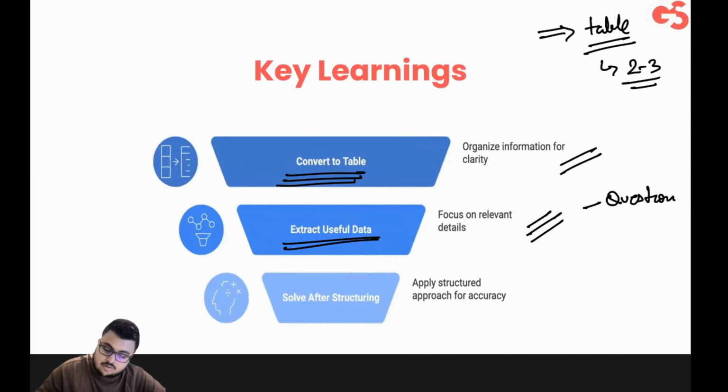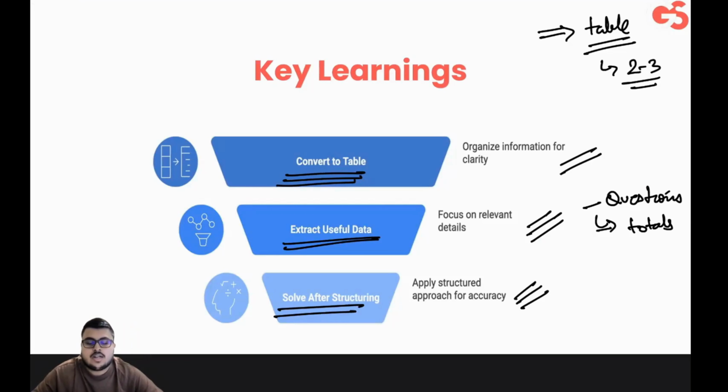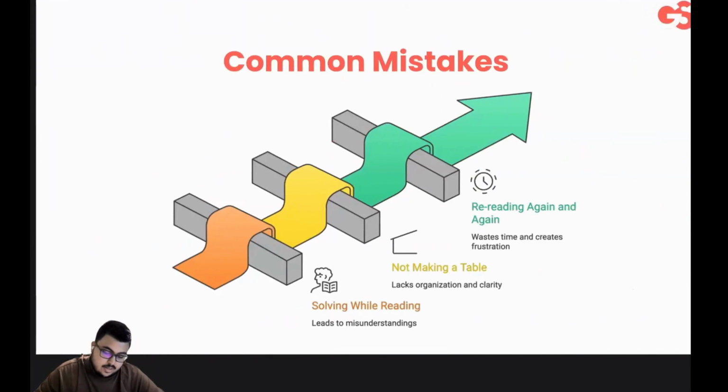So once we looked at the questions, we knew that we needed the totals as well. So even though I hadn't made that into the table, I calculated the total along with the table, and that helped us in some of the questions. And you do only solve after structuring the data. So you have to apply a structured approach for accuracy, right? After we structured the data into a table format, it became very easy for us to calculate.